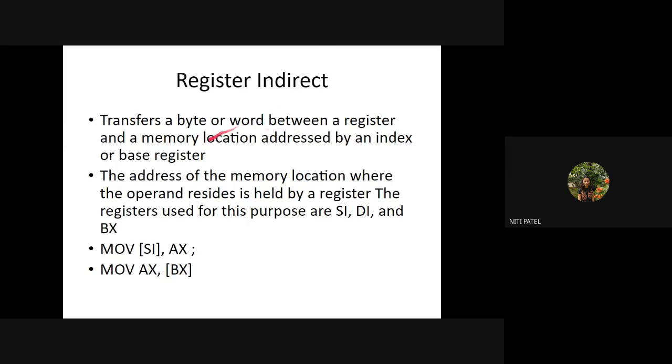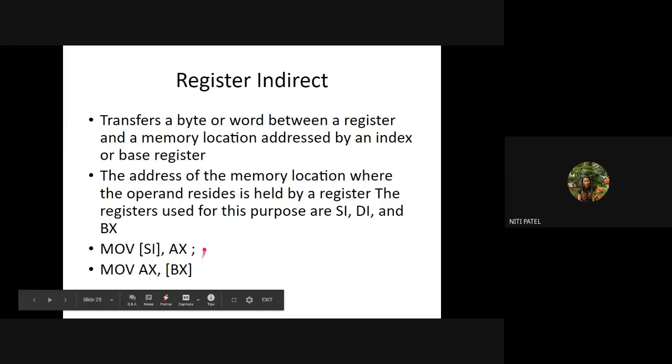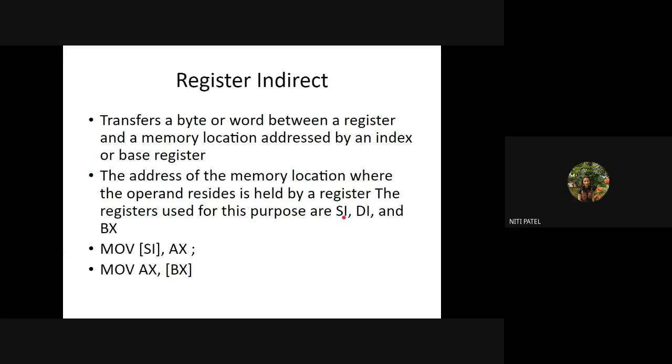It is told, either 8-bit or 16-bit, between where they are going to transfer between register and memory location addressed by index or base register. That means either index will be there or base will be there, one of the two. Okay. So what were the base? Which was the base register? BX was the base register. Which were the index registers? It was either source index SI and the destination index DI.